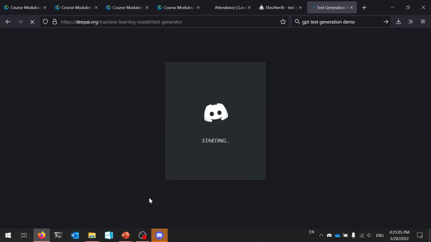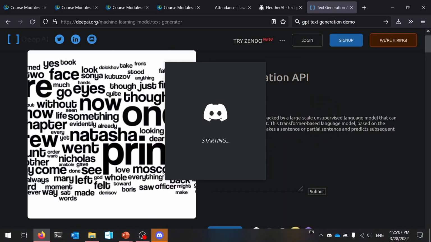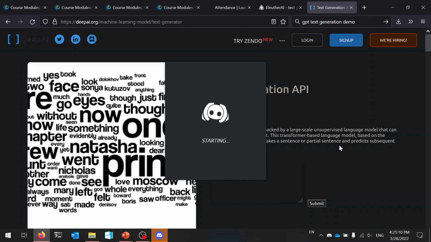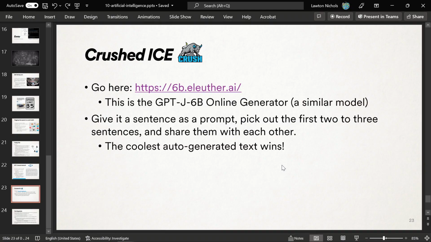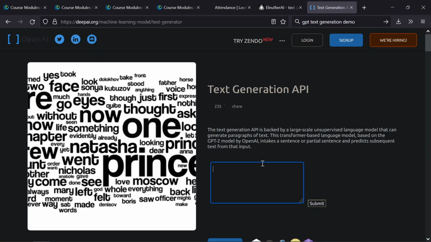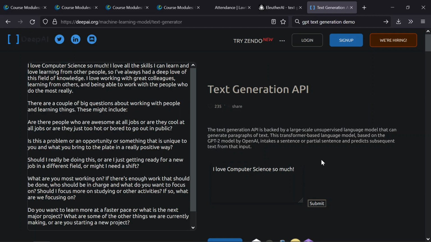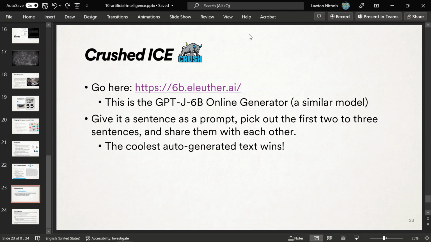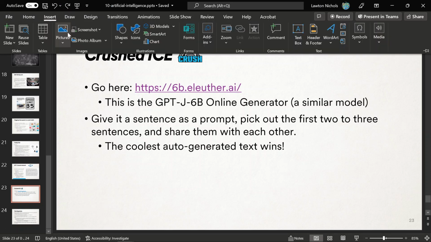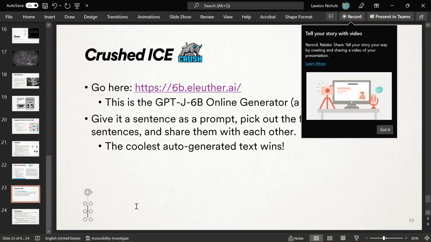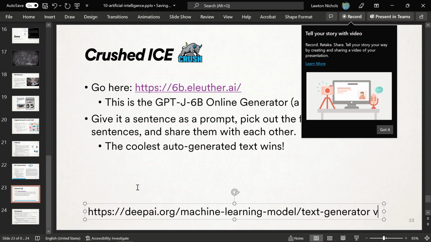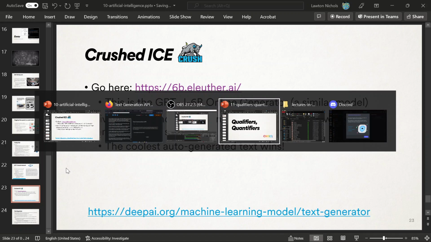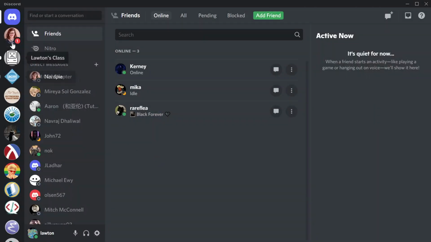What about you? Text generation API, what about this one? Ooh, is this one gonna work? Cool, I should save this for next time, just in case. Insert text box. You can also try that one next time. But let's read the real one first.